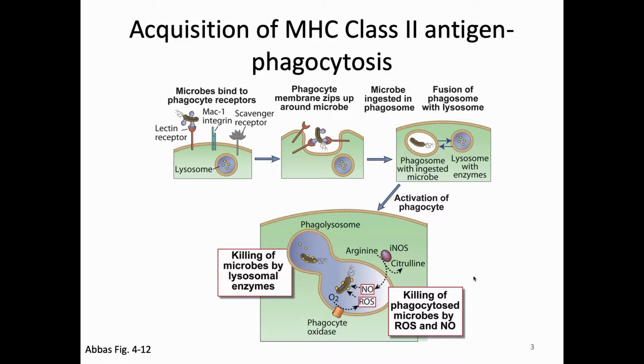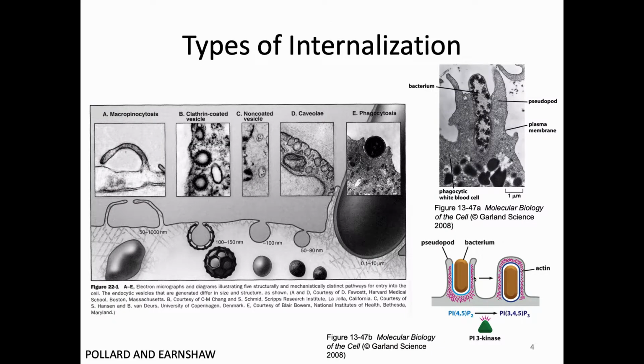In basic cell biology terms, phagocytosis is just one of many ways that things can be internalized into a cell. I'm showing this figure on the left because what I want you to realize is that phagocytosis involves the internalization of something pretty big as far as the cell is concerned. You can see how large this particle is that's being phagocytosed.